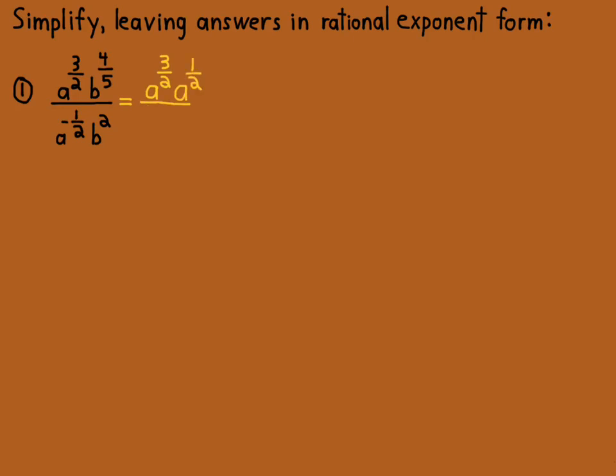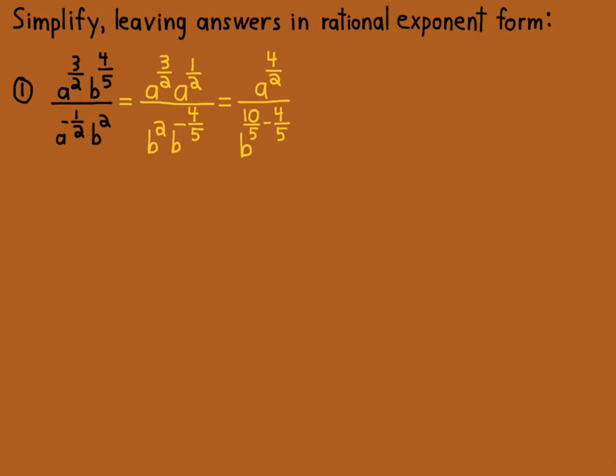Now, I'm going to move the a to the minus 1/2 to the top. It becomes a to the 1/2. And move the b to the 4/5 to the bottom because 4/5 is smaller than 2. So when I subtract that on the bottom, I'll get a positive exponent. So I've got a to the 3/2 times a to the 1/2 over b squared times b to the minus 4/5.